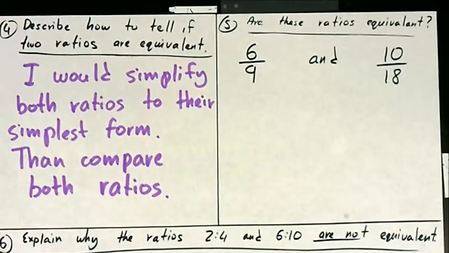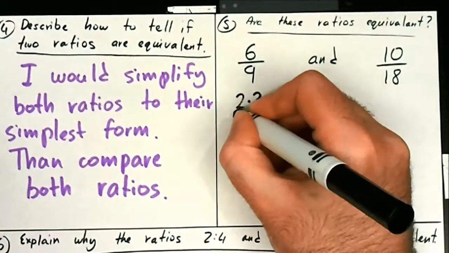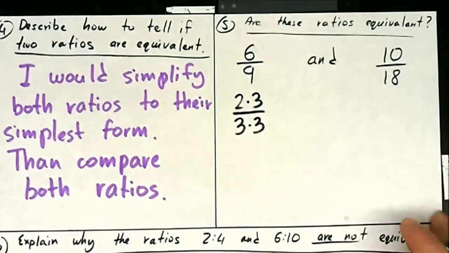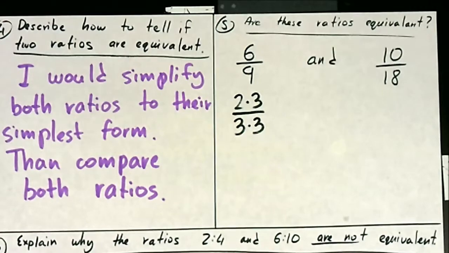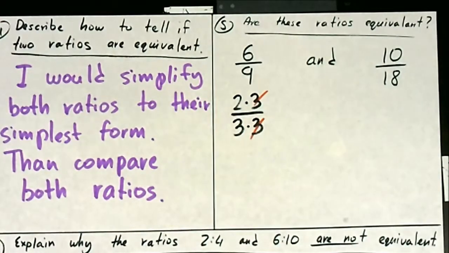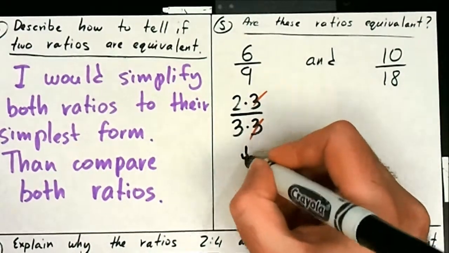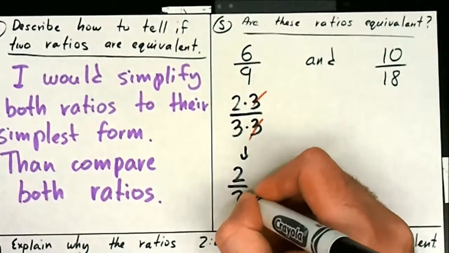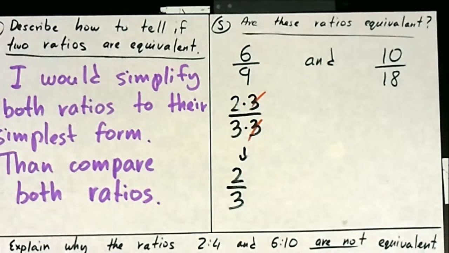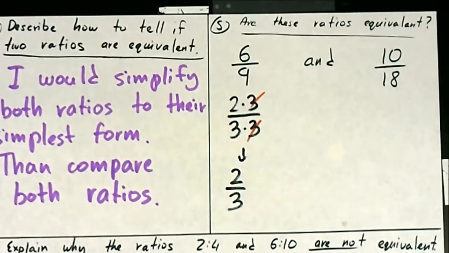Why, yes, I can. Because 6 is 2 times 3, and 9 is 3 times 3. I can cancel out a 3, which I'm going to do. 3 is gone. And I'm left with 2 over 3. Can I cancel anything there? No, it's the simplest form. Let's put the other one in simplest form as well.